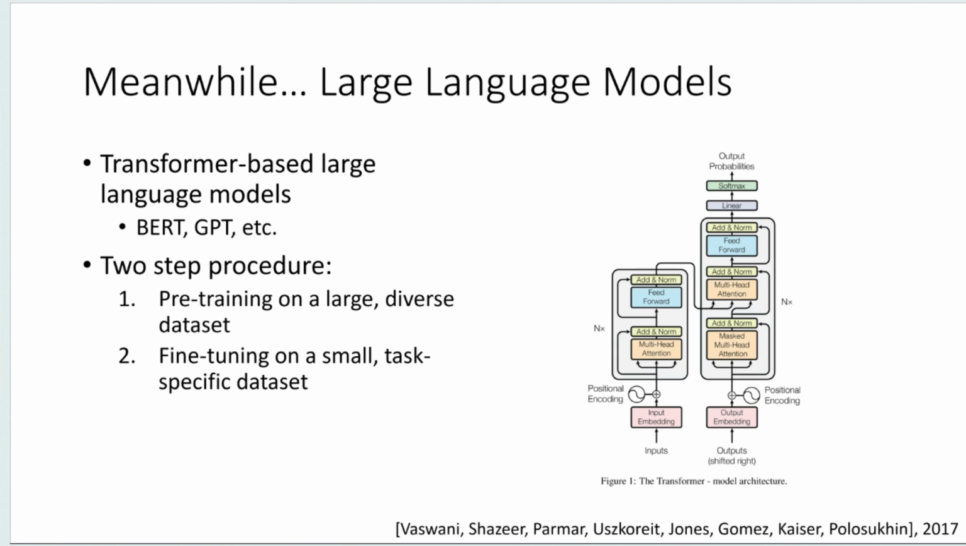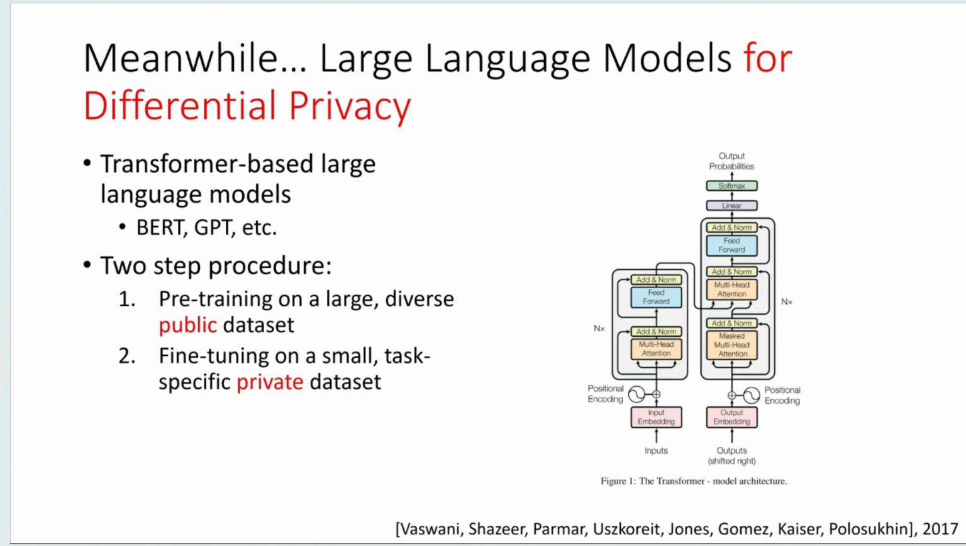And the second stage is fine-tuning the model on a smaller task-specific data set. Say you want to do sentiment classification, then maybe you'll tell it this is what some examples of sentiment classification look like, and so on. So this 2-step procedure lends itself very nicely to differential privacy, because the first data set is generally considered to be public, and the second one may be sensitive and we'll treat it as private.